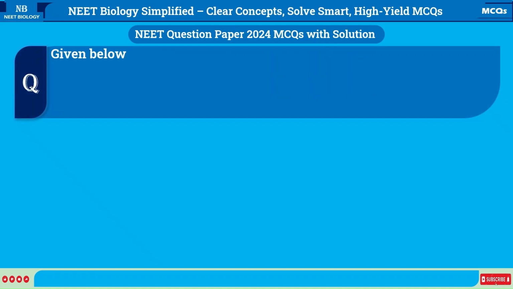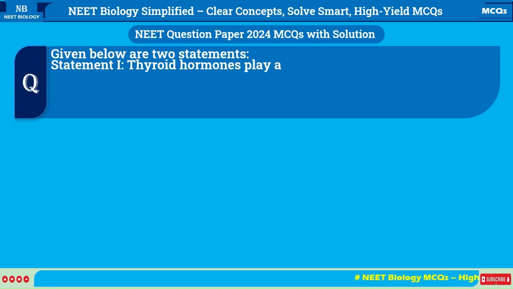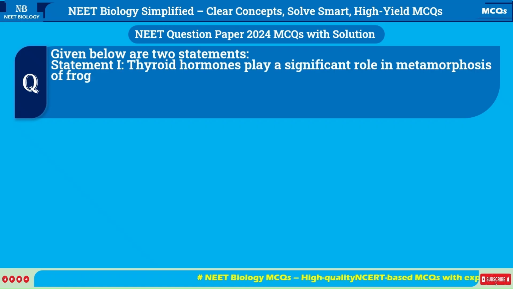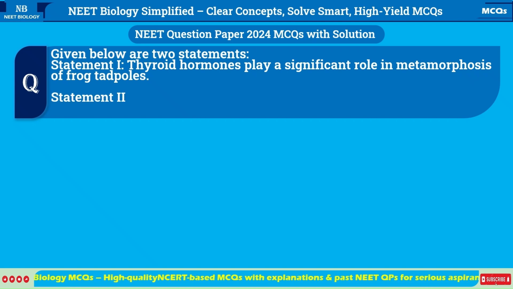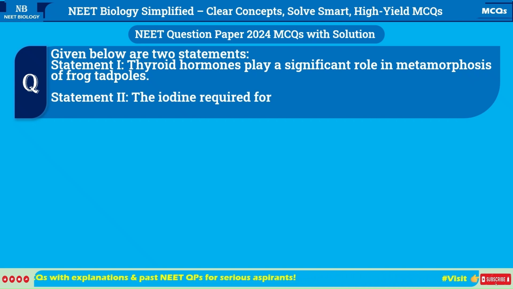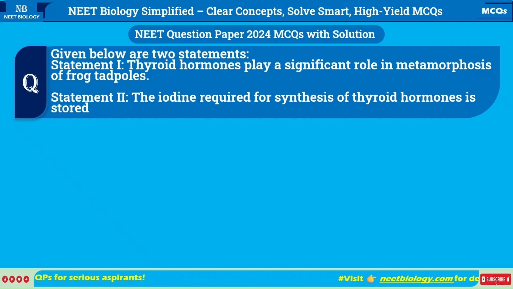Given below are two statements. Statement I: Thyroid hormones play a significant role in metamorphosis of frog tadpoles. Statement 2: The iodine required for synthesis of thyroid hormones is stored in lysosomes.